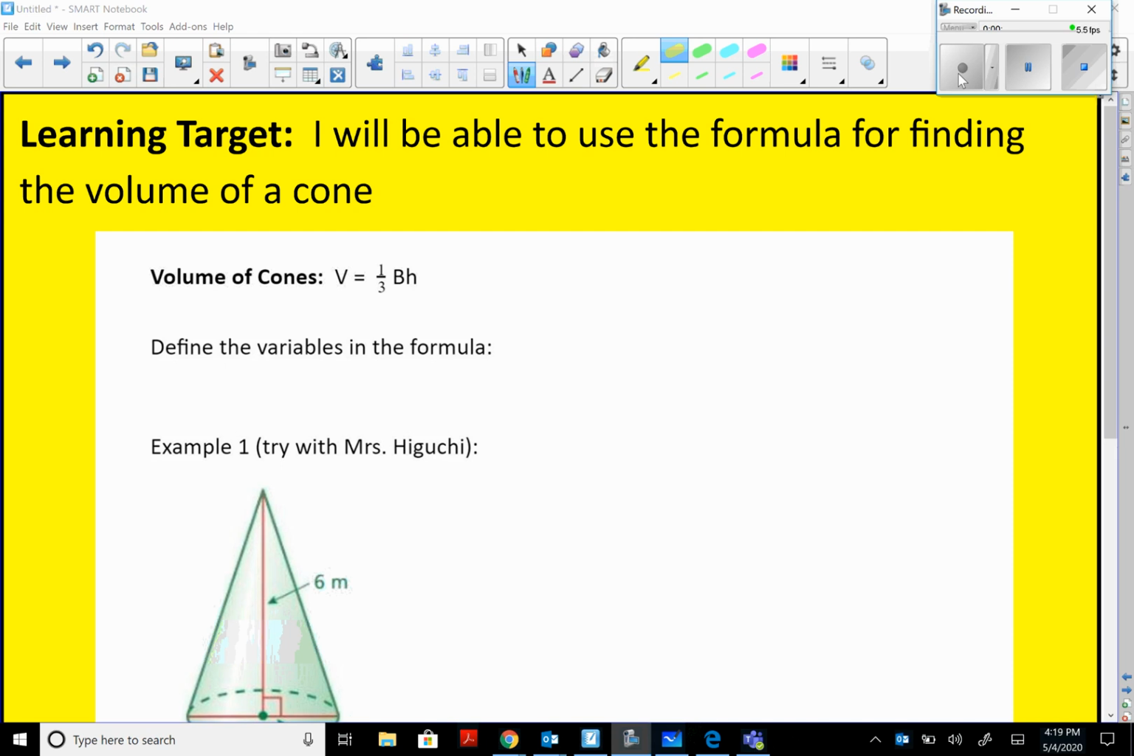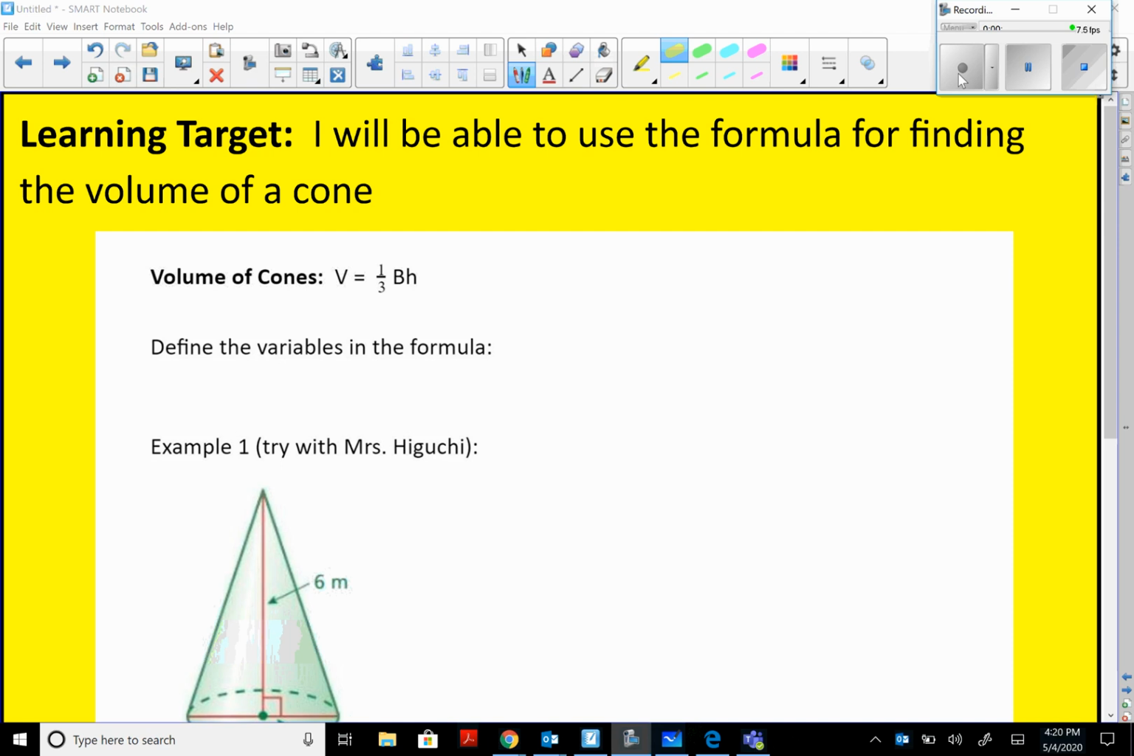Right, now we're going to continue with our focus of volume, but this time we're going to look specifically at finding the volumes of cones. If we were actually together in the classroom, I would probably have us do a hands-on activity to discover the formula, but since we literally have no time left, I'm going to go ahead and just give you the formula.